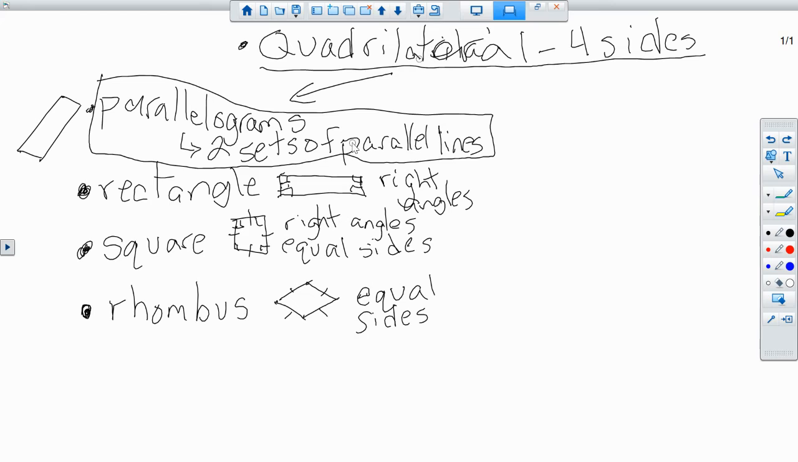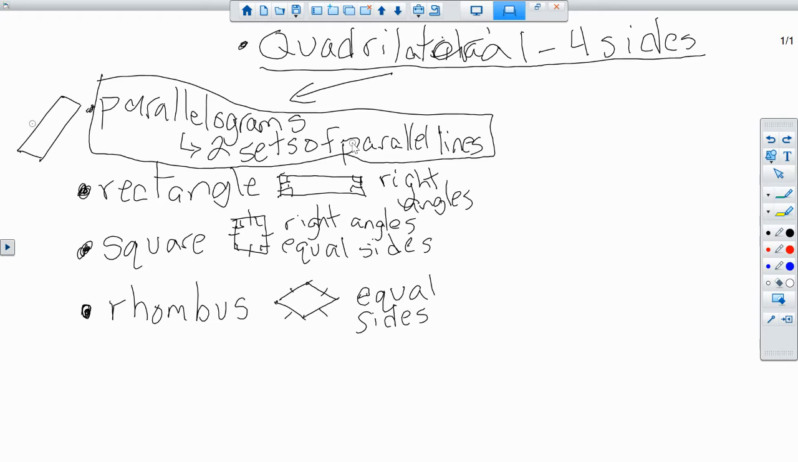So quadrilaterals are broken down into two different categories. Today we're going to be talking about parallelograms. So parallelograms are quadrilaterals because they have to have four sides. A parallelogram has two sets of parallel lines. Notice the word parallel is in parallelogram. So it's really easy to remember that a parallelogram has two sets of parallel lines.